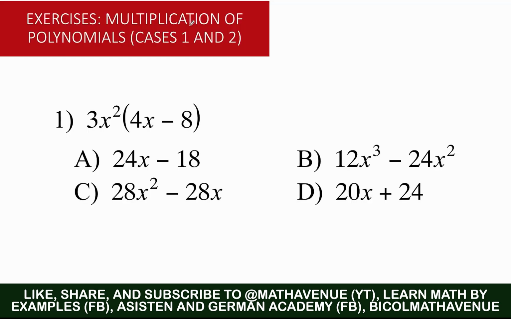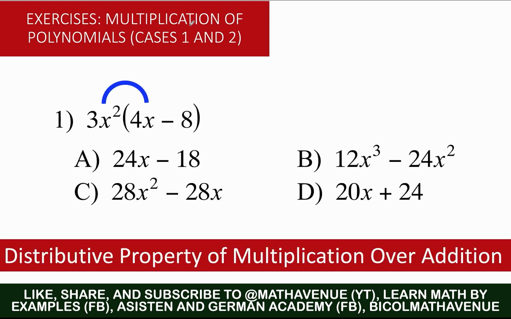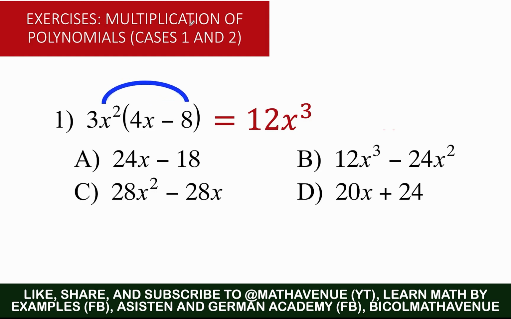Let's solve some exercises. 3x squared times the quantity 4x minus 8. What's the product? You can pause the video and see if you can solve this. Now let's do this together. Perform the distribution. 3x squared times 4x is equal to 12x cubed. 3x squared multiplied to negative 8 becomes negative 24x squared. And that is letter B.